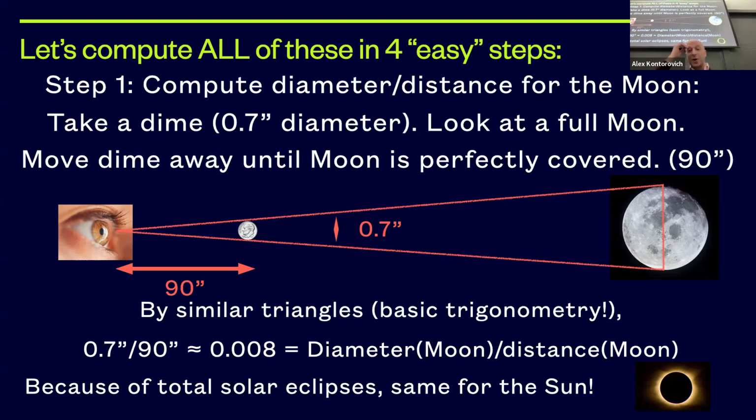Okay, anyway. So people know that total solar eclipses occur. In a total solar eclipse, the moon is completely blocking out the sun. So again, it's the same thing as the dime to the moon, happening with the moon and the sun. The moon is perfectly blocking out the sun. And so the ratio of the diameter of the sun to the distance to the sun is the same as that of the moon and that of the dime. It's this 8 1,000ths. Does that make sense?